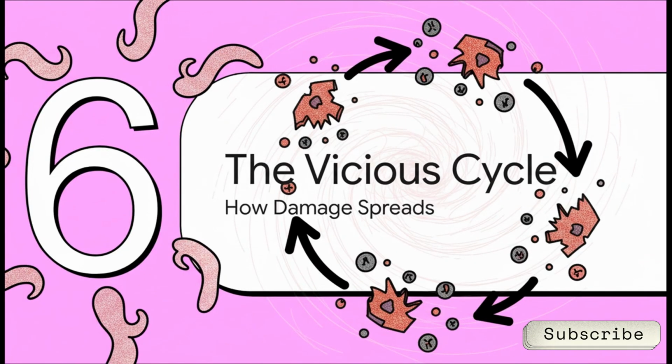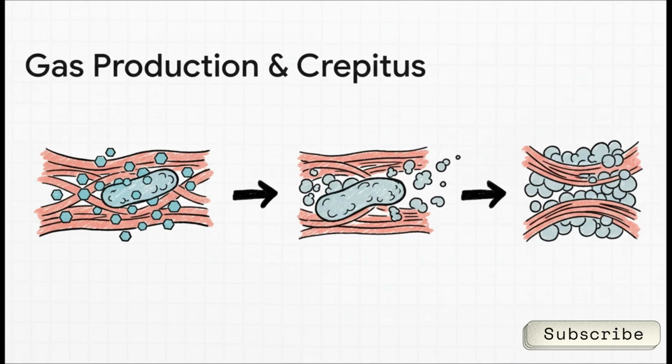So now we know about the weapons, but the true, sinister genius of this infection is how it creates a self-perpetuating cycle of destruction. This is the core concept you have to grasp to understand why gas gangrene can destroy a limb in a matter of hours. First, let's talk about where that gas comes from. C. perfringens is what we call saccharolytic. It loves to eat sugar, so it gets into our muscle tissue and just starts feasting on all the glycogen stored there. As it ferments all those carbs, it produces a ton of gas. This gas gets trapped between the layers of tissue, and that's what creates those palpable bubbles we call crepitus.